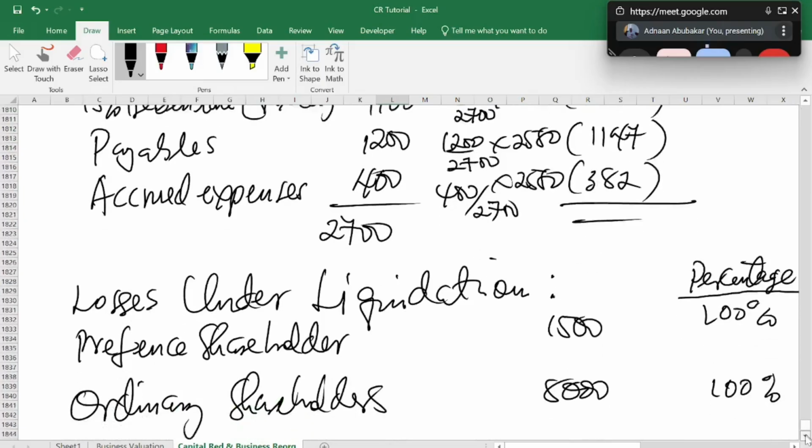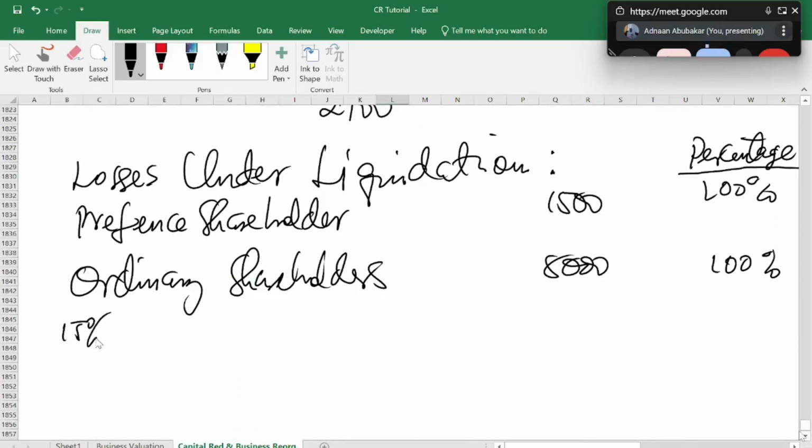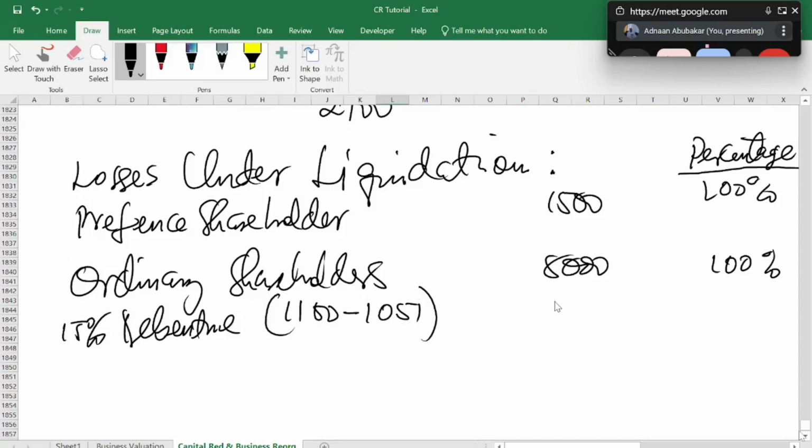So that one too, there are losses. Here you come to the 15% debenture. We are supposed to pay 1,100, but we ended up paying 1,051. So how much did he lose? 49. So they lost 49. In percentage terms, how much have they lost? You pick the 49 divided by 1,100. That is 4.45%, to 4.5%.